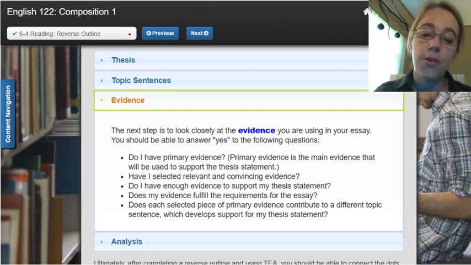Does my evidence fulfill the requirements of the essay? This is where we want to take a look at the rubric and see if we have enough evidence and if we're using it correctly according to our critical elements. And then, does each selected piece of primary evidence contribute to a different topic sentence, which develops and supports my thesis statement? Essentially, what we want to be able to say yes to here is that each paragraph has its own piece of evidence, and that piece of evidence goes further to support our thesis.